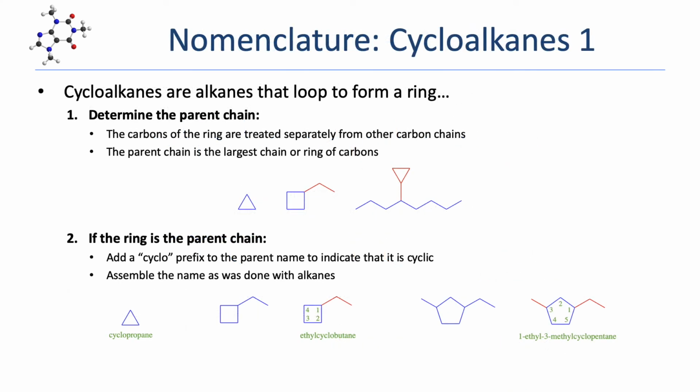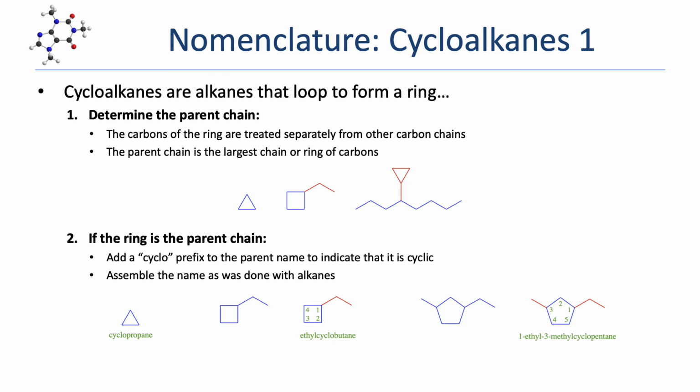Very related to alkanes are cycloalkanes. Cycloalkanes are just alkanes that have looped around to form a ring. Now with cycloalkanes, the parent chain is going to be either the ring itself or some other carbon chain, whichever one is longer. So I've got a few examples here. You have to recognize that the carbons overall are treated separately if it's a substituent versus the actual ring. So if it's just a ring, if there are no other substituents on it, then it's just named after that. So here I've got a 3-membered ring, it's going to be named after a 3-carbon group.